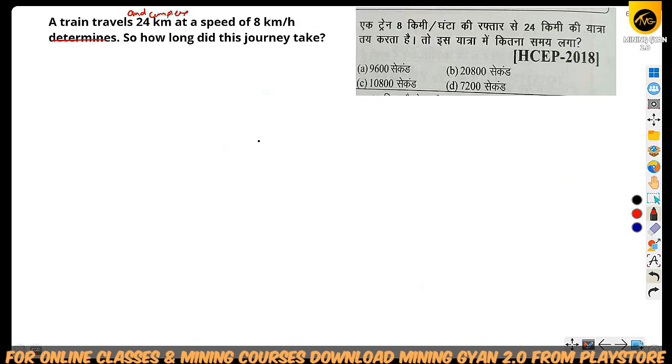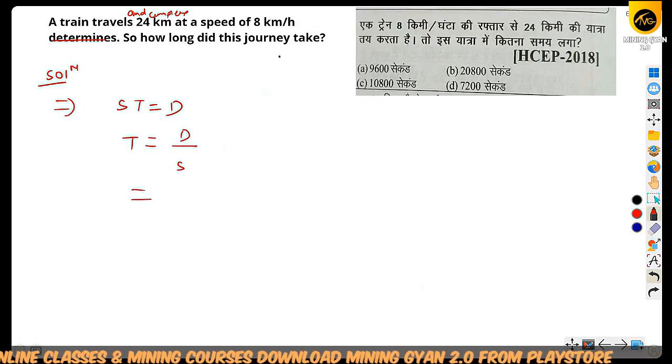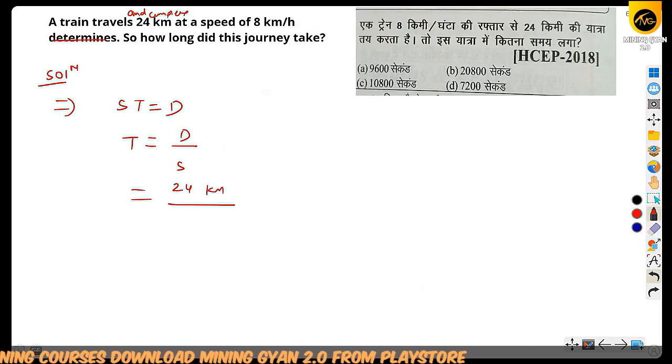So basically we have to calculate the time. So find out a time, duration or time interval. So it will be STD. That means time is equal to distance divided by speed, and the distance is 24 kilometer and the speed is 8 kilometer per hour. The options are available in seconds.